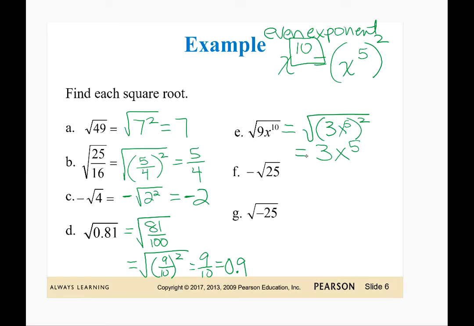All right, F, another great example of a negative root. Okay, we got the negative out in front. So this is the negative of 5 squared. So my answer is negative 5.